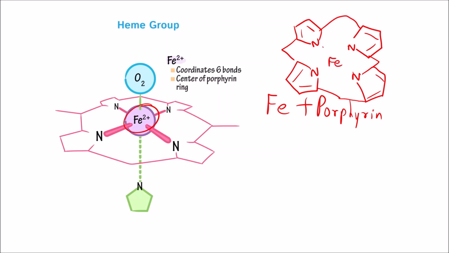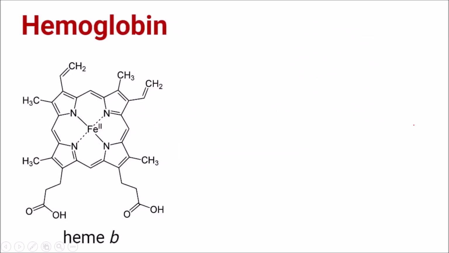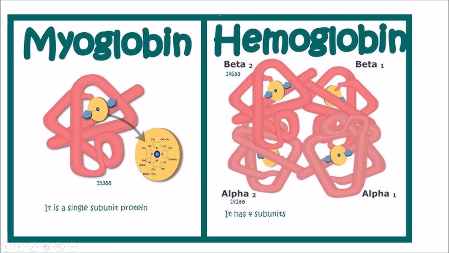And when there is a metal ion, the central metal atom is iron, then this is called a heme complex, iron plus porphyrin. This is the structure of hemoglobin. You can see iron is present and the porphyrin complex is also present. So iron plus porphyrin, this is heme. So hemoglobin is one complex where the heme group is present.